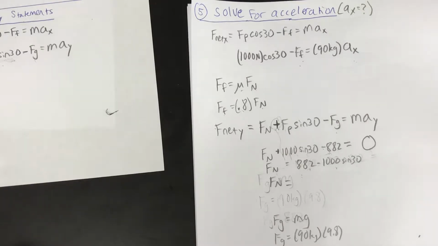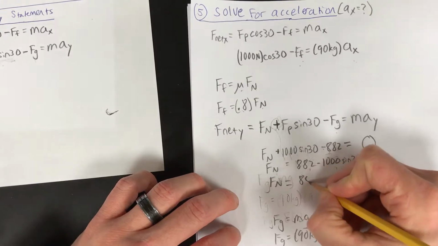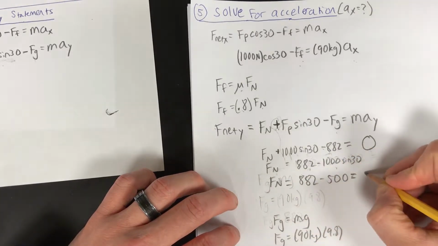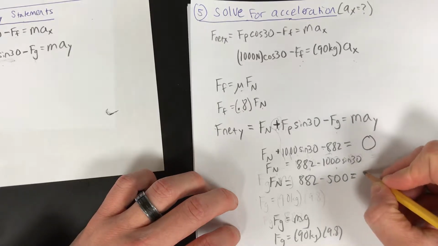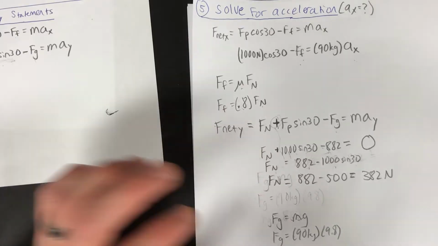So let's do 1,000 times sine 30. Do that on your calculator, and we get 500. Looks like sine 30 is 1/2. All right, 882 minus 500, so it's 382 newtons is the normal force. So once we have that, we're all ready to go.